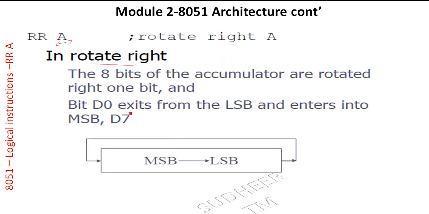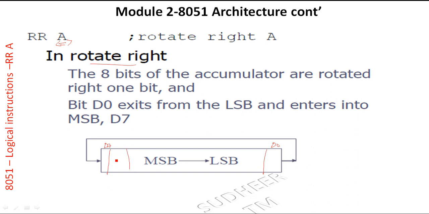Okay, so what will happen? Bit D0 exits from the LSB and enters into MSB D7. So the 8 bits of the accumulator are rotated right by 1 bit. So what will be very clear? We have our accumulator. This bit is D0 and the MSB bit is D7. D0 will move to D7.